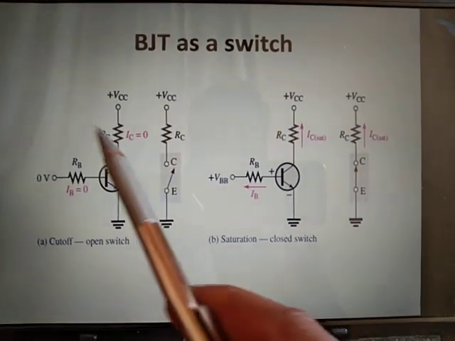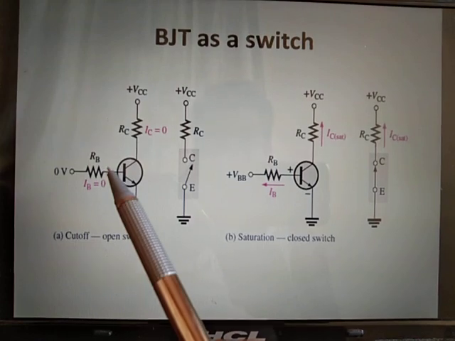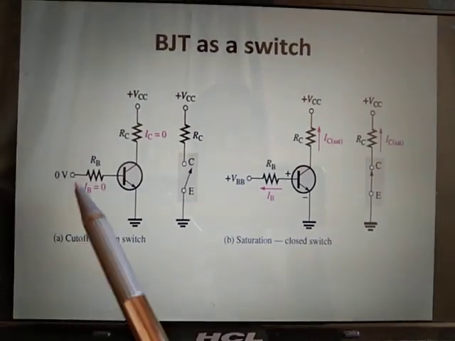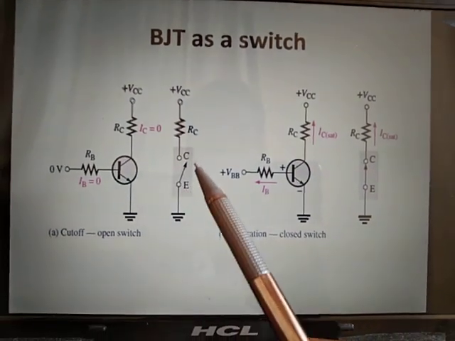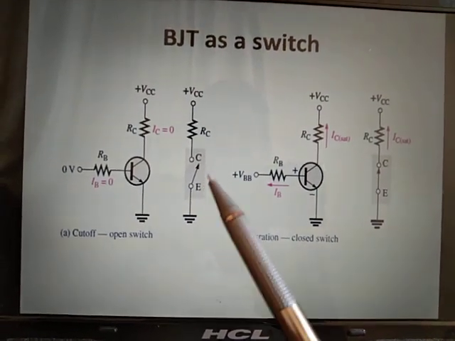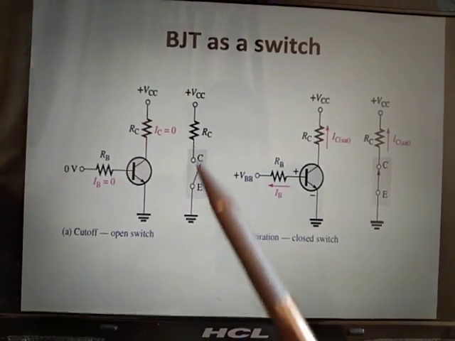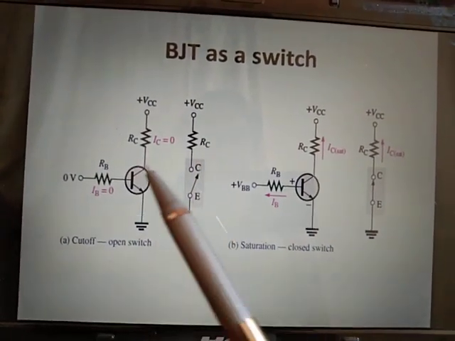In this, one circuit is using an NPN transistor with RB and RC. IB is equal to 0 and IC is equal to 0. Applying the voltage 0 volt here, because this is an open switch, open circuit, plus VCC and ground, RC, collector and emitter. Collector and emitter as an open switch means there is no current flow in the circuit. This is the cutoff, open switch.